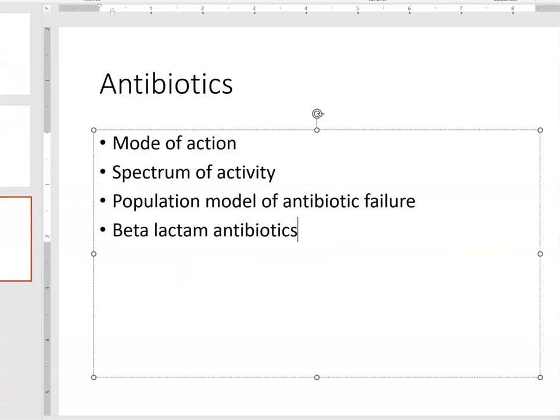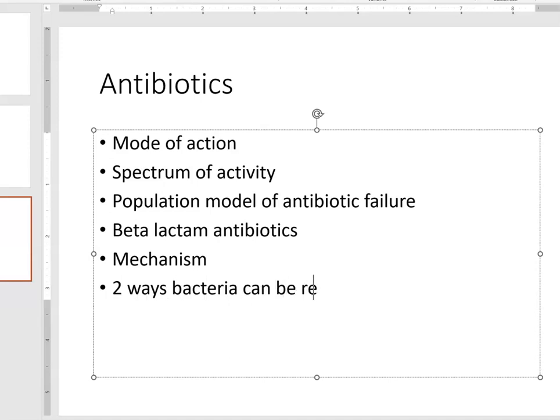So the mechanism, that's the mechanism of how it works. It's kind of the detailed thing going on, the detailed mode of action. And then 2 ways bacteria can be resistant to specific mechanisms. So what are they?